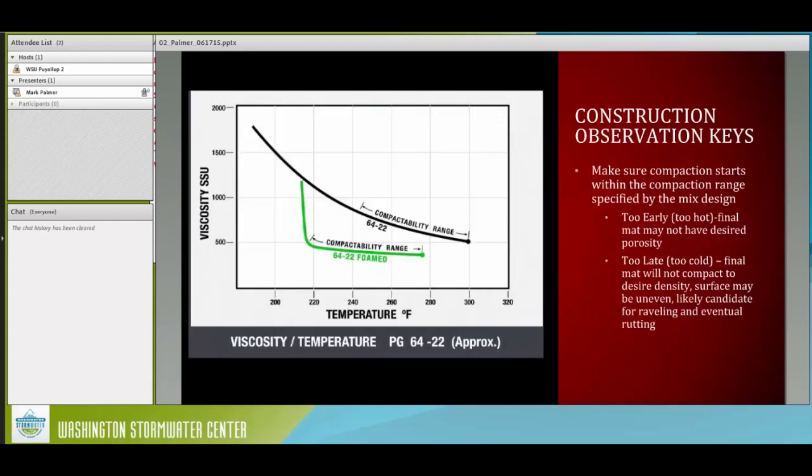As we mentioned already, make sure the compaction starts within the specified compaction range. One of those things we have learned again with the warm mix is that you do get a wider range of compaction temperature, which allows you more time to do the compaction.